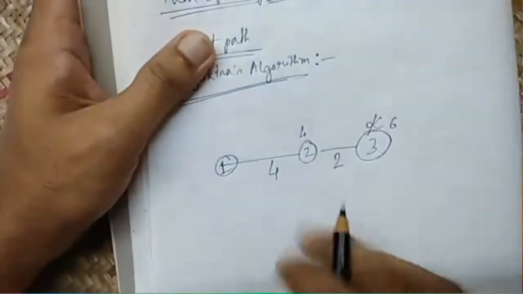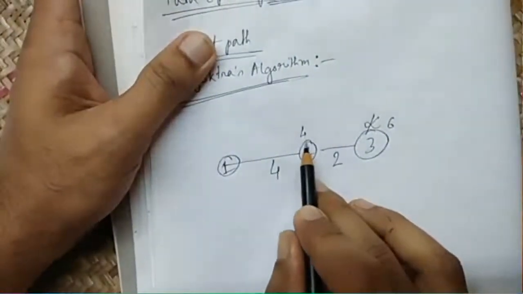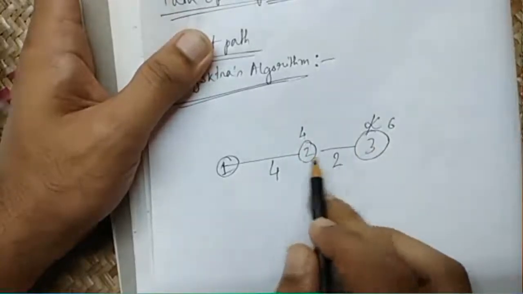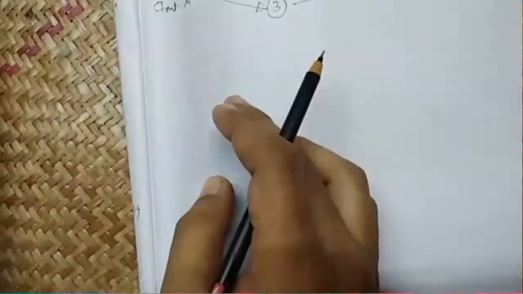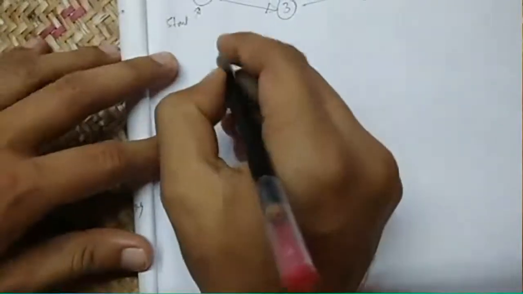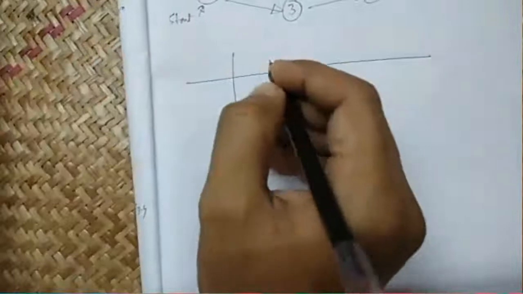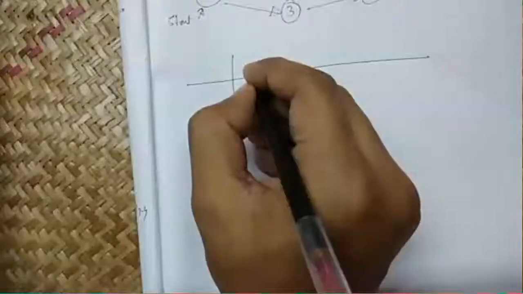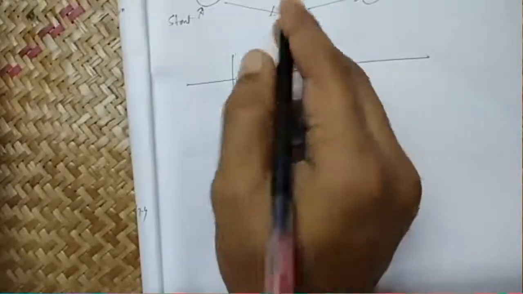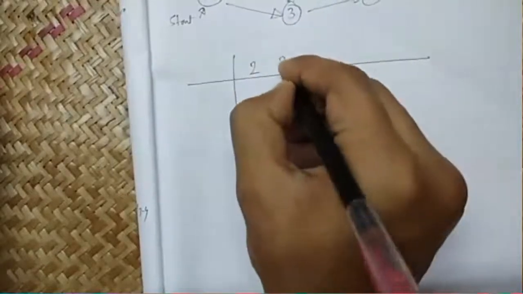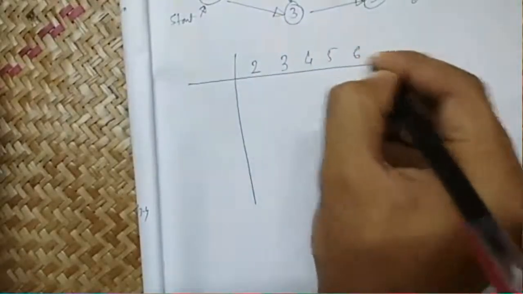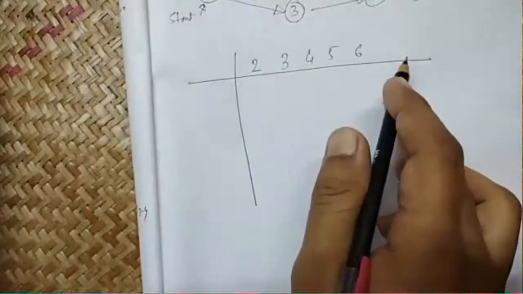In the earlier example we wrote just above the digits. Here we will not write above the digits; we will write in a table. So we will draw a table. We'll start with 1 and find out what the options are. The nodes are 2, 3, 4, 5, 6. We start with 1.